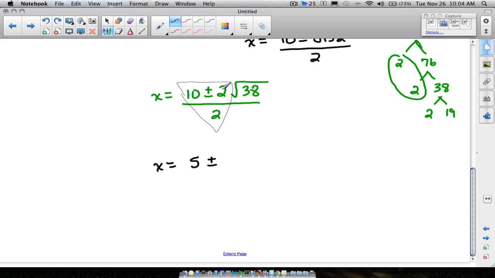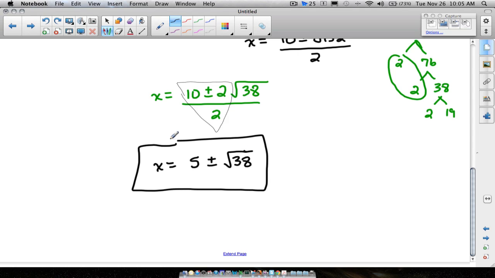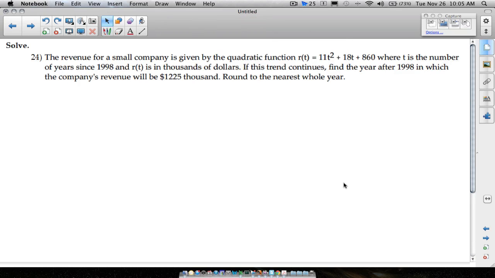Plus or minus, that becomes an understood 1. So how about we just go ahead and write the square root of 38. That's our final answer, totally simplified. And yeah, let's move on to the next problem.